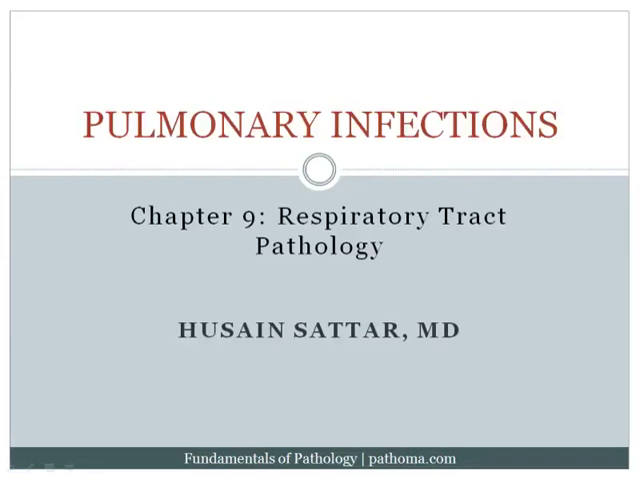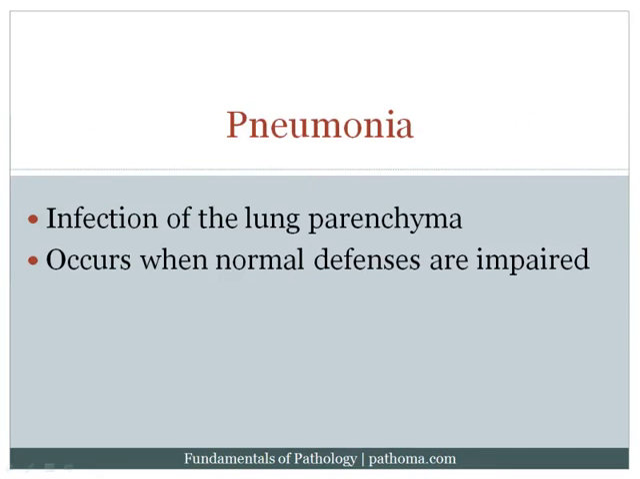Okay, next section, pulmonary infections. The key discussion here is going to deal with pneumonia. Pneumonia is an infection of the lung parenchyma. It occurs when the normal defenses are impaired. Some of the normal defenses include our cough reflex. If that's impaired, there's an increased risk.